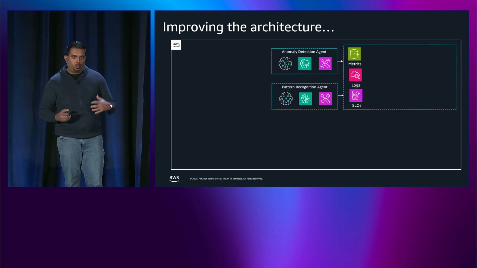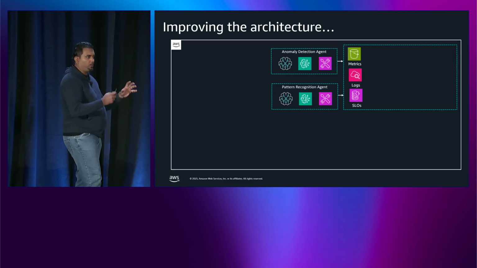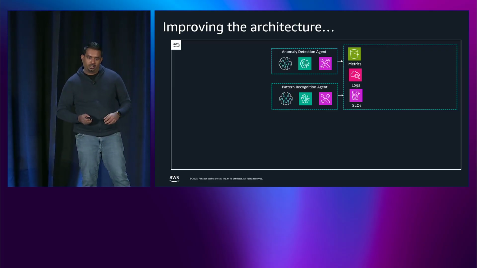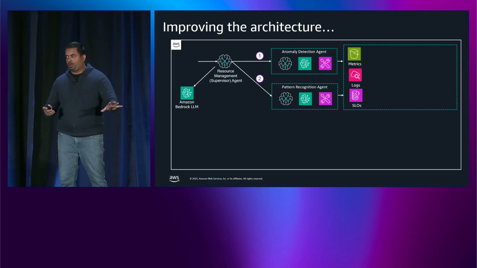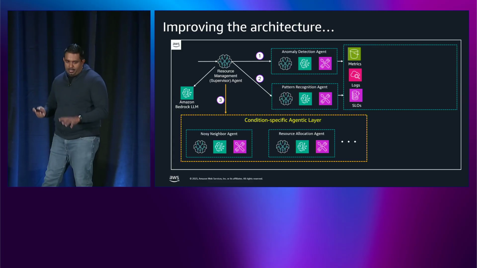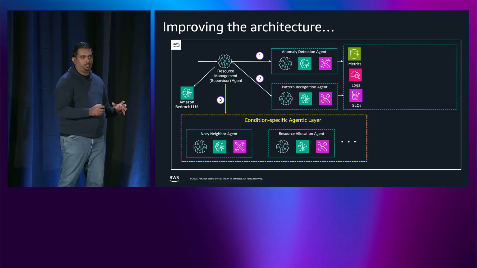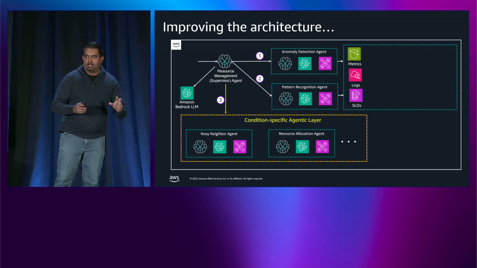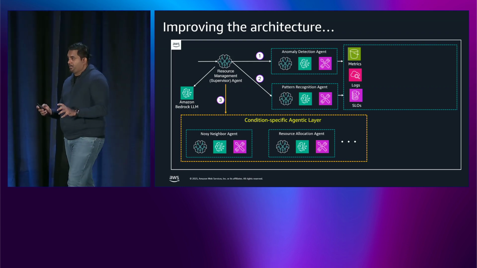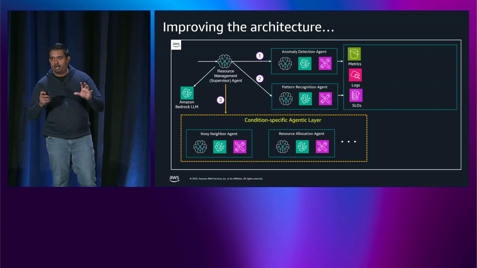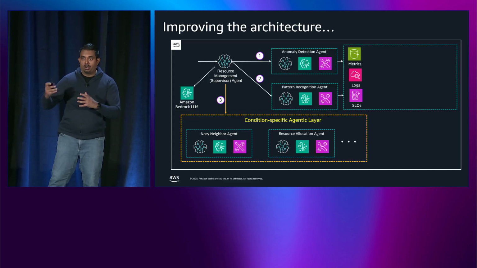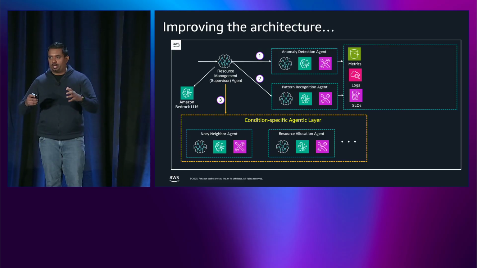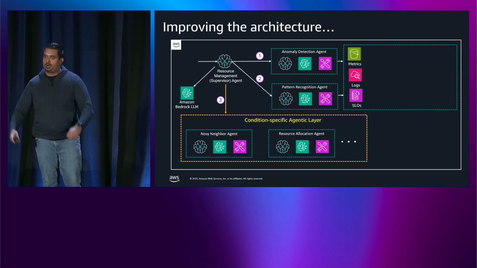However, if you look at our architecture, we are not yet ready to process those critical conditions. We just have a couple of agents only, so it needs some improvement. First improvement, we are going to have a supervisor agent for the orchestration, and then we will introduce a condition-specific agentic layer, where there will be a dedicated agent per critical condition. One for noisy neighbors, one for handling resource misuse, maybe one for security as well, handling cases like unauthorized cross-tenant data access, and so on.